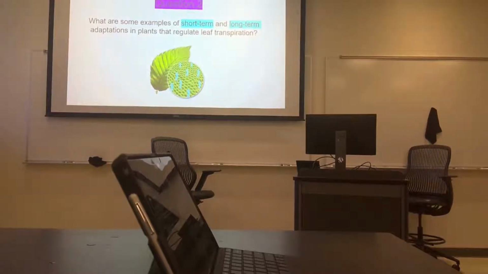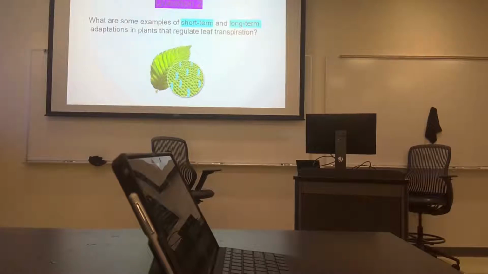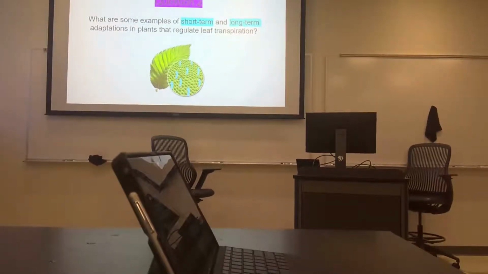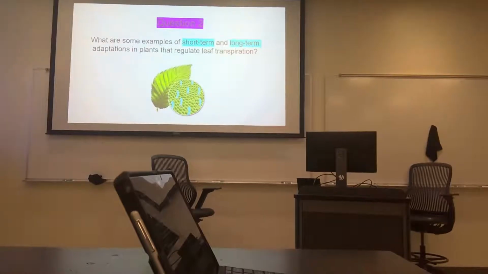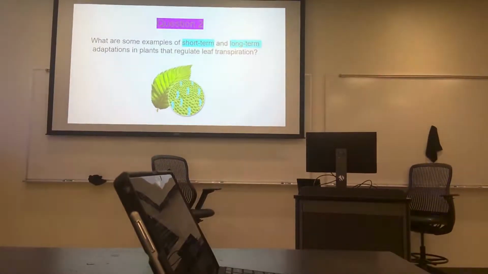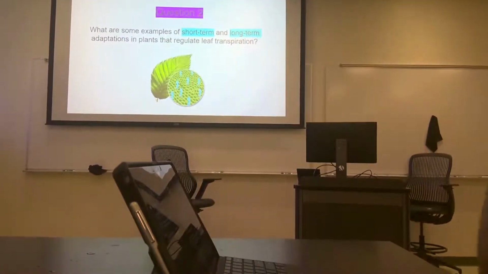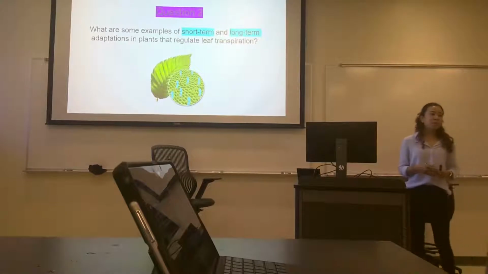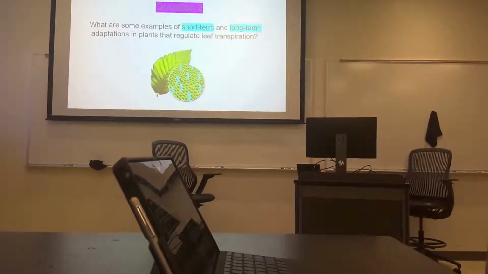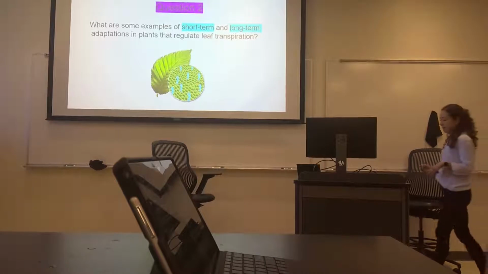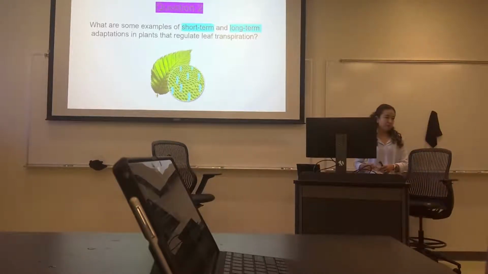Is it switching back and forth between glucose and starch to change the concentration? No, these adaptations are things some plants do differently. A metabolic pathway is not really a short-term adaptation in that sense. Can you think of specific things that some plants do? Let's say a plant that is exposed to more heat or a lot of wind, how can they adapt short-term or long-term to regulate leaf transpiration, to minimize or maximize it?